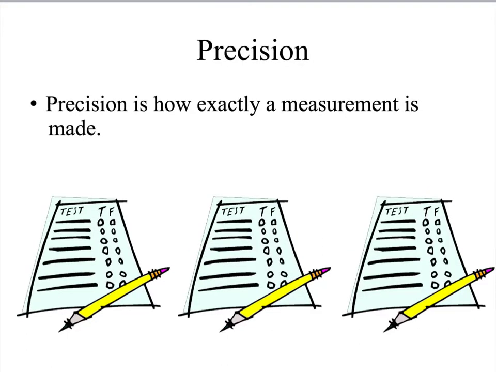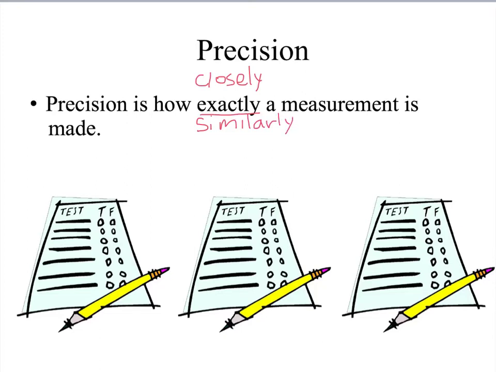Now let's look at precision. Precision is how exactly a measurement is made, and we can say that a couple different ways when we say exactly. We could say how closely, or we could say how similarly. And now let's look at exactly what I mean by that.